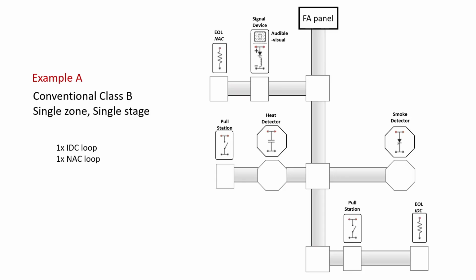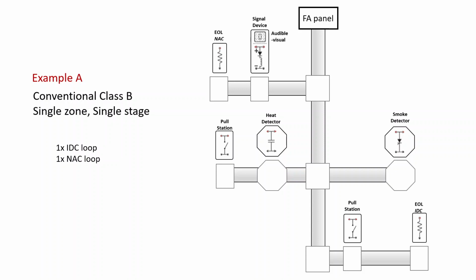Fire alarm wiring diagrams. In this presentation, we're going to look at basic conventional and basic addressable fire alarm wiring diagrams. Let's start with conventional. This is an example of a conventional Class B single zone, single stage. It's got one IDC loop and one NAC loop.